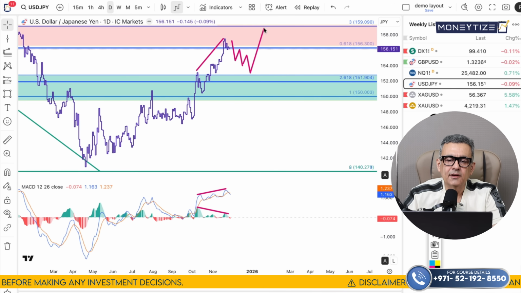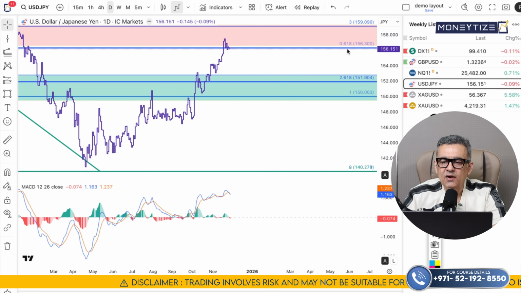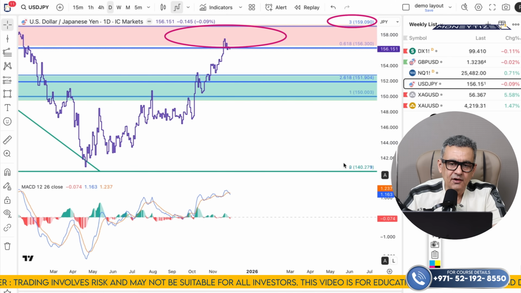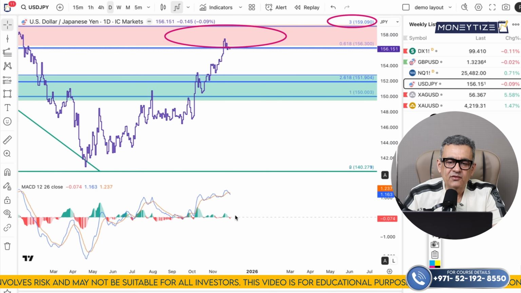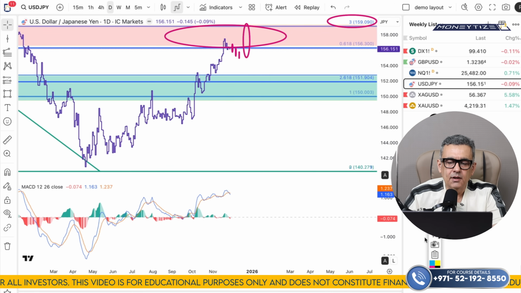and then continuation higher. So currently, US dollar Japanese yen has entered into the zone of resistance, which starts from 156.30 to 159. So this entire zone is the magnet resistance area. And due to bearish divergence, we can see some short-term drop here, short-term pullback, and then continuation higher.